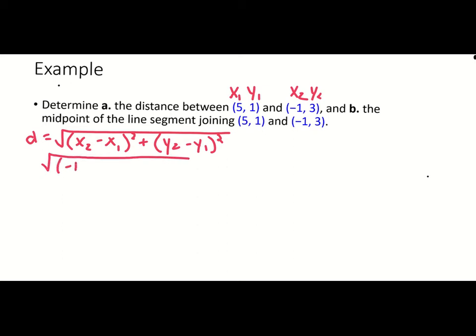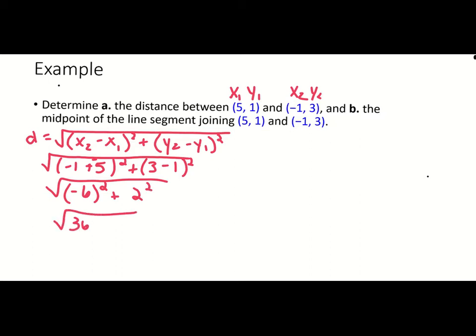And that means that we are going to do (-1 minus 5) squared plus (3 minus 1) squared, which again will give me (-6) squared plus 2 squared, which gives me 36 plus 4, which gives me the square root of 40, which we know we can break down to the square root of 4 times the square root of 10, so it equals 2 square root 10.